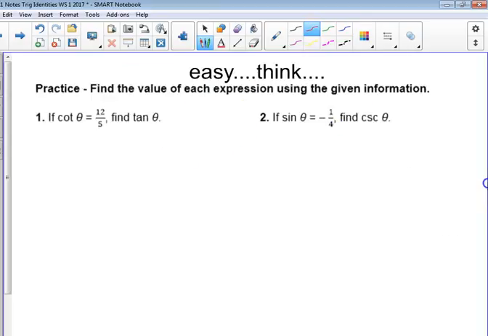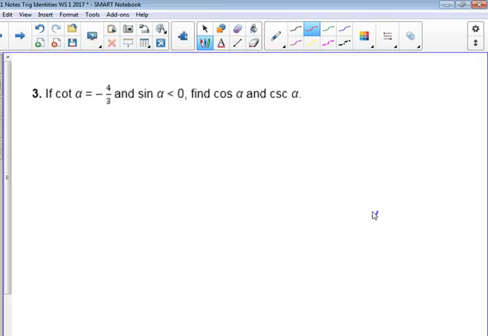These are even easier. How do you get from cotangent to tangent? How do you get from sine to cosecant? Okay, you want a whole test on those? Okay. Now, this one gets trickier. They don't tell us what quadrant it's in.